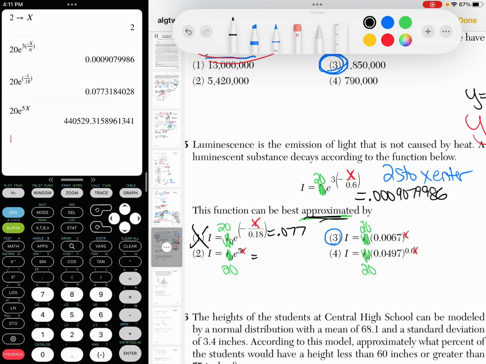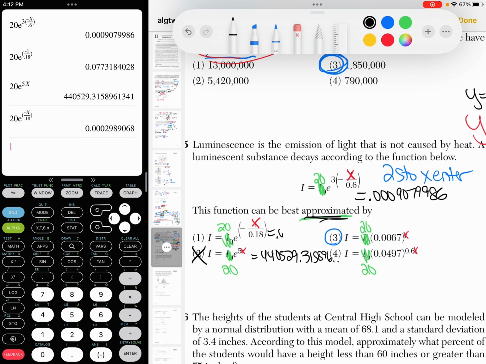So 20 e to the 5x, this one is 440529.315896. Forgive me, I've been recording a lot of these videos recently. So the first one, it's still not going to be equivalent, but I did plug it in wrong. That was supposed to have an x, so I'm just going to type it in again. My bad. Still not the same. Still wrong. Okay, but make sure you're typing it in exactly as you see it.